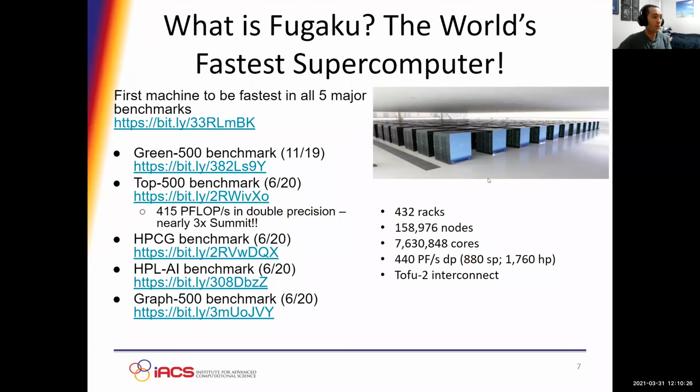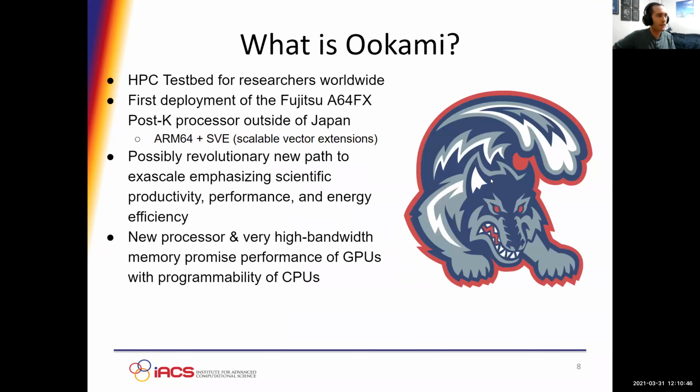It's comprised of almost 160,000 nodes across 7.6 million cores. And this gives the idea of how powerful this processor can be if it takes the top rank in all these benchmarks. On the next slide, we'll scale back a bit and jump back over to the US with Okami. Okami is an NSF testbed that is available for researchers worldwide and is the first deployment of the A64FX processor outside of Japan. There's another cluster at the University of Edinburgh, but we're the first, so kudos to us.